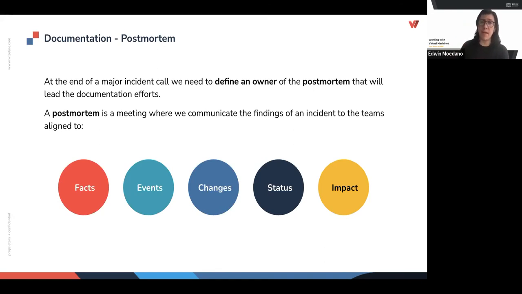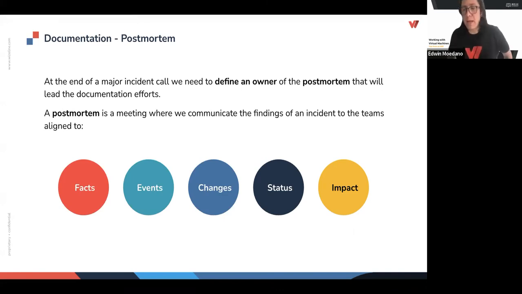And a postmortem is just a meeting where we communicate the findings of our incident to the teams, aligned to facts, always to facts, events, changes. Maybe we changed the instance, maybe we did a vertical increase of the instances, maybe we changed some factors in our auto-scaling group policies. Whatever change you did, try to document it there. The status of the services before, in the moment and after, and the impact of those incidents, and what are maybe the topics that you will be interested in communicating.